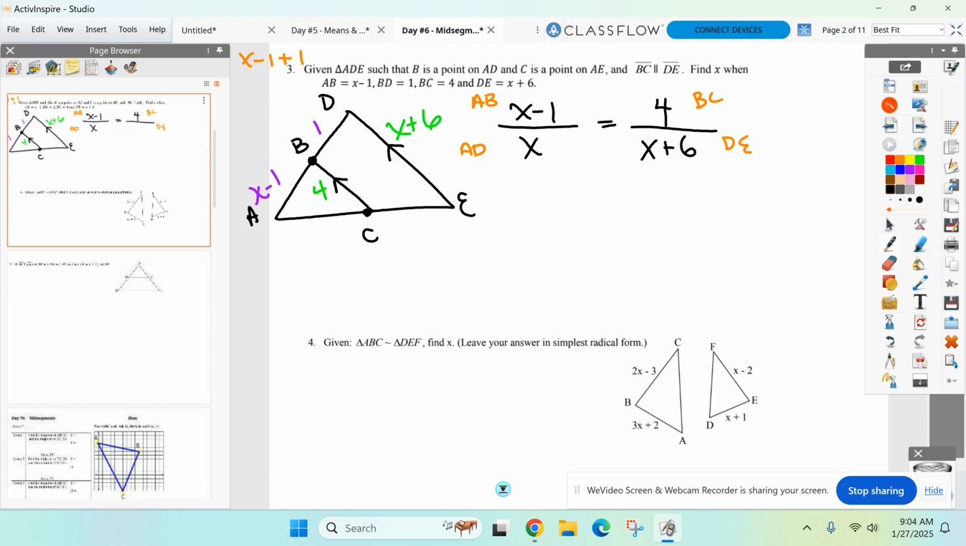Now we've got to solve. Means and extremes time, right? Cross multiply. X minus 1 times x plus 6 equals 4x. Remember, double distribute, FOIL, whatever you called it in Algebra 1. Distribute the x, then distribute the negative 1 and combine like terms when you can.